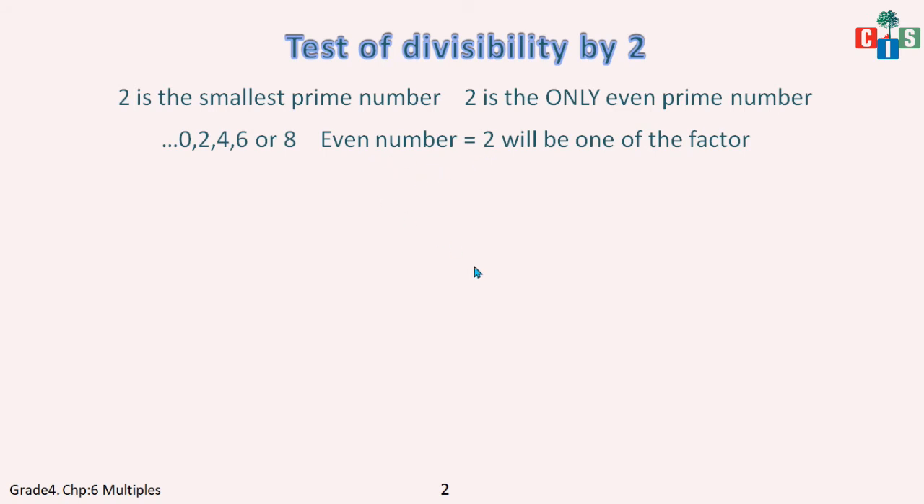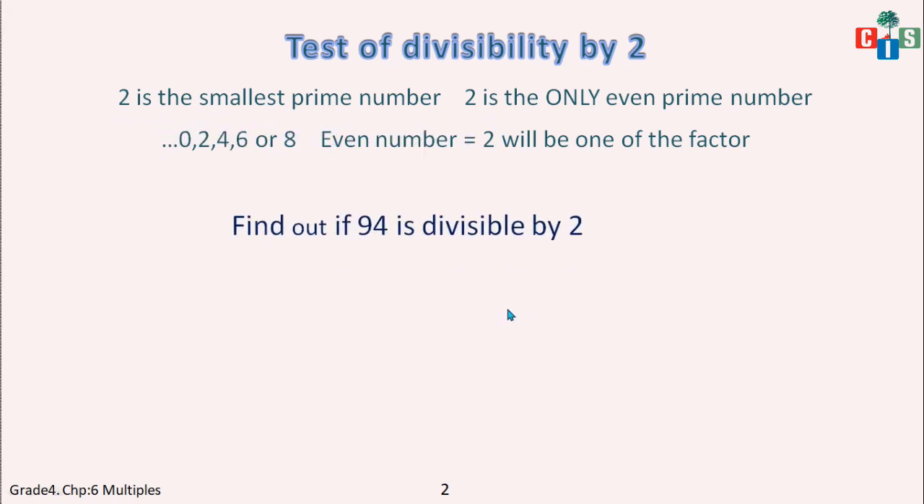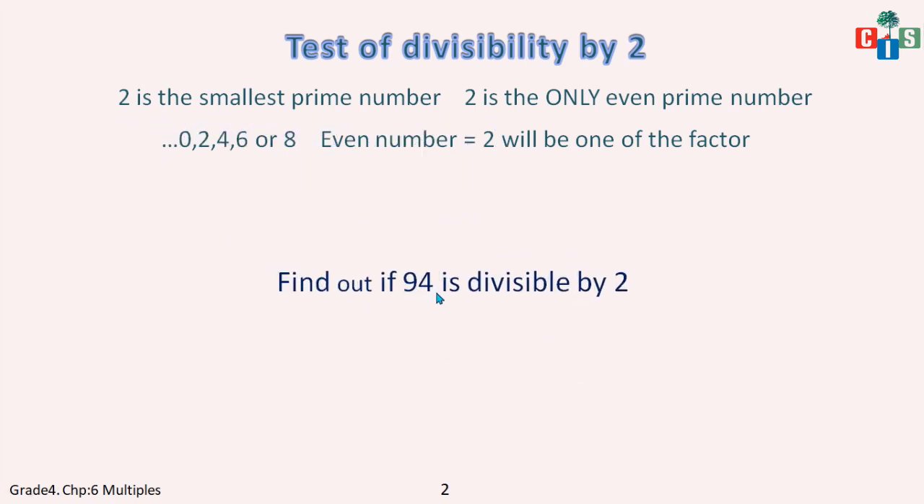Now let's see what the test of divisibility is. It is the same only. See, now I have to find out if 94 is divisible by 2 or not. So I have told you that whenever it is an even number, it will be divisible by 2. If it is divisible by 2, then 2 will be a factor. So that's it. If 2 is a factor of an even number, then it will be divisible.